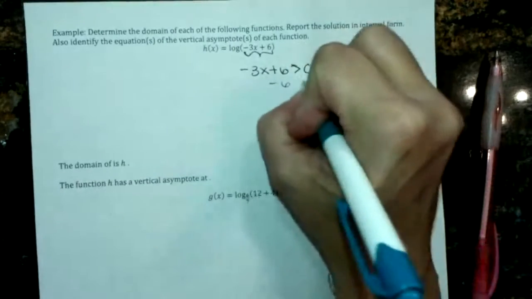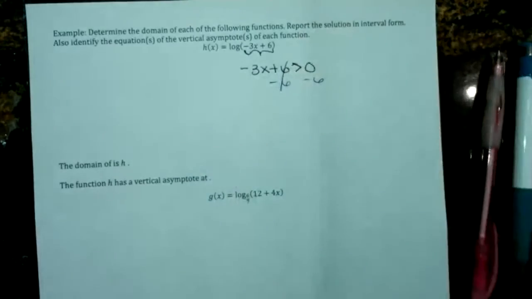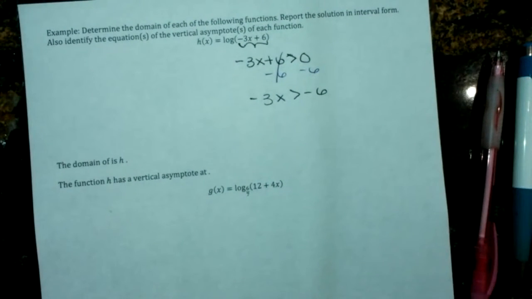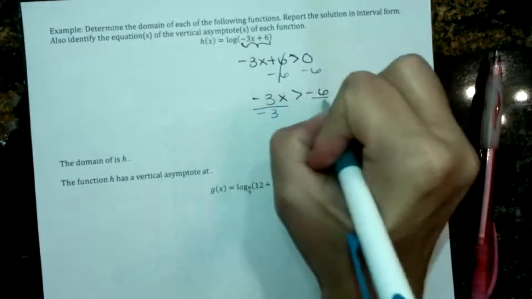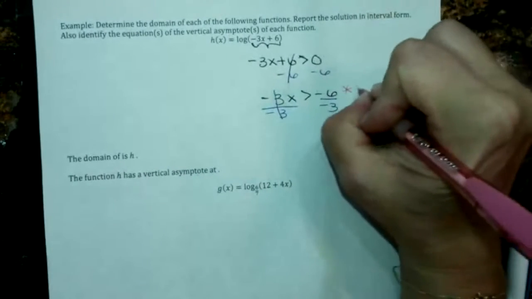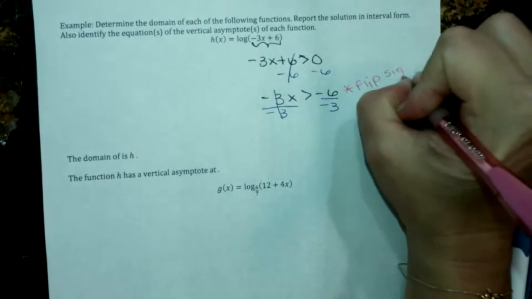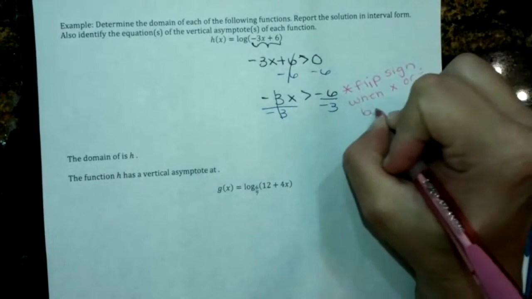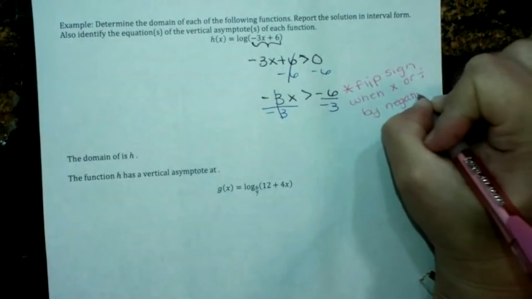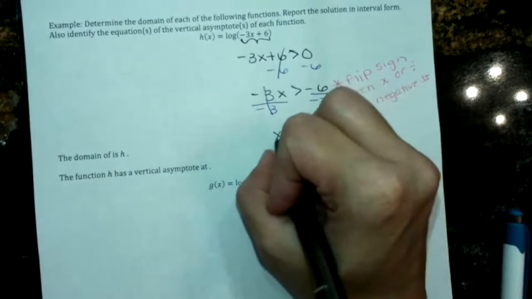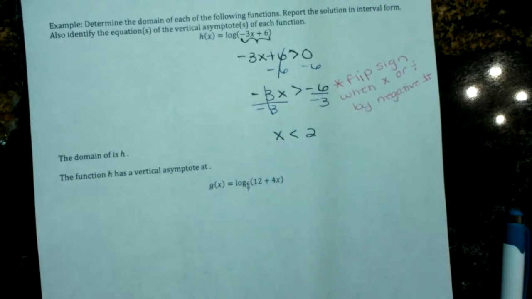Let's get x by itself. Let's subtract 6 from both sides, that way those cancel. Negative 3x is greater than negative 6. Let's divide both sides by negative 3, that way those cancel. Notice we're dividing by a negative, so don't forget to flip the sign. Flip the sign when we multiply or divide by a negative number. Here I'm dividing by negative 3, so we're going to flip the sign. So now we have x is less than positive 2.